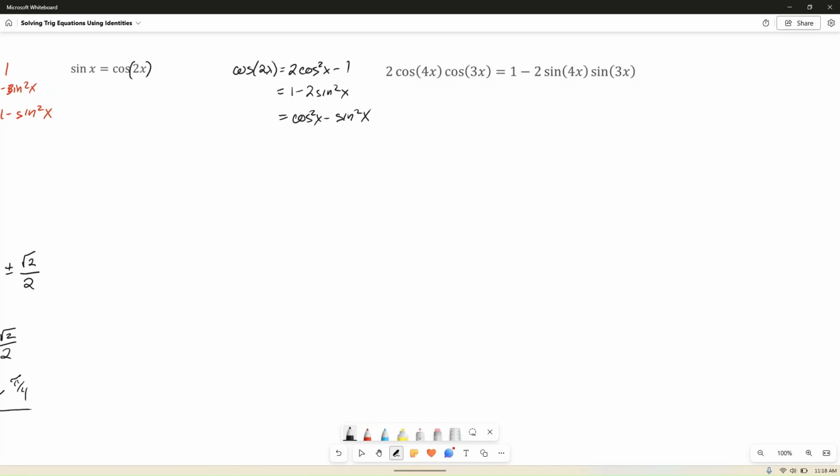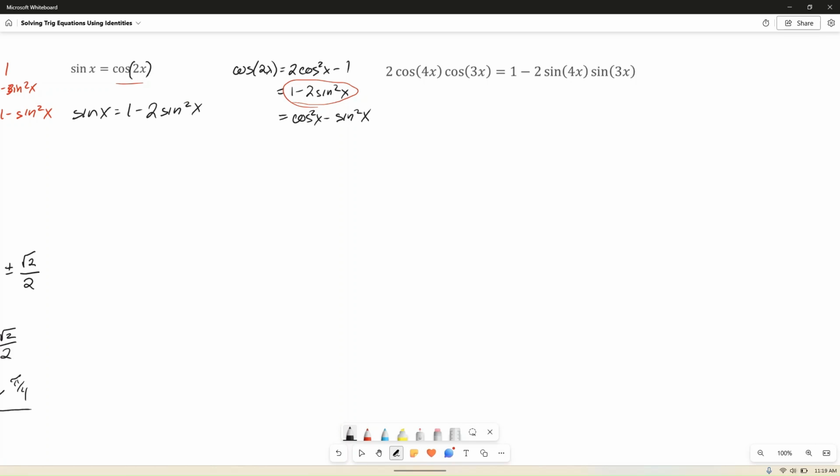I don't want to include a cosine squared and a sine. So let's use the one where we're only involving sine. So that cosine of 2x is equal to 1 minus 2 sine squared x. And I'm going to replace that cosine of 2x with that 1 minus 2 sine squared x. So we're going to have sine of x is equal to 1 minus 2 sine squared x.